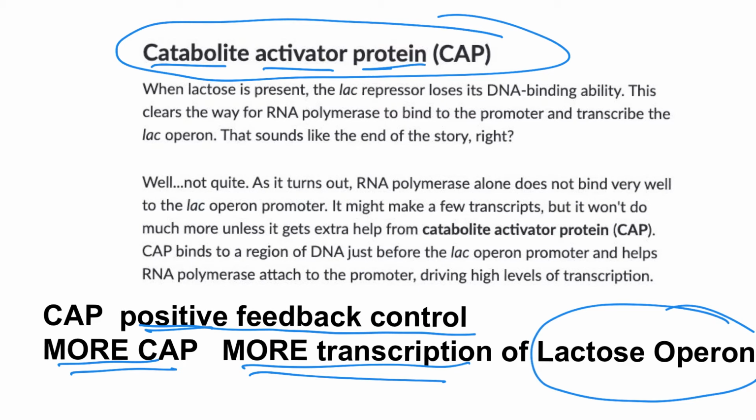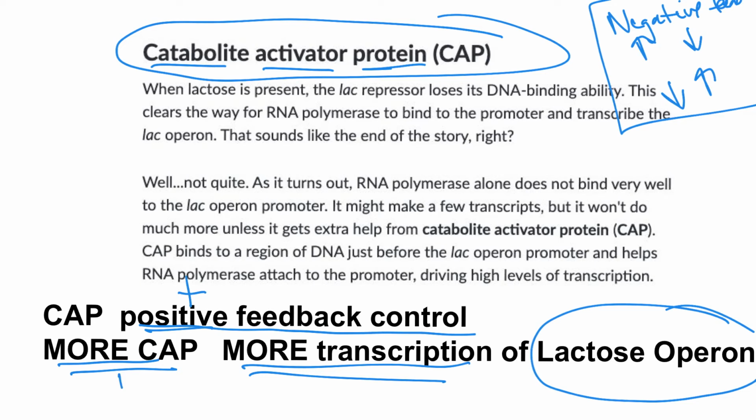Notice in the negative feedback, we always had the opposite. If we started out with on, it turned off. If we started off with off, it turned on. So this is an example of negative feedback.